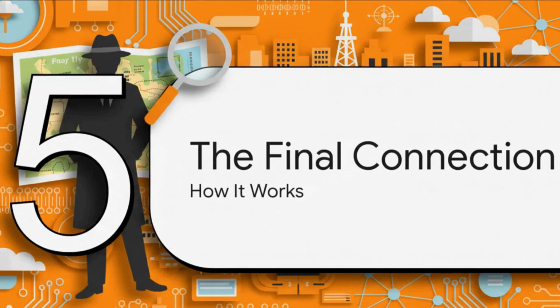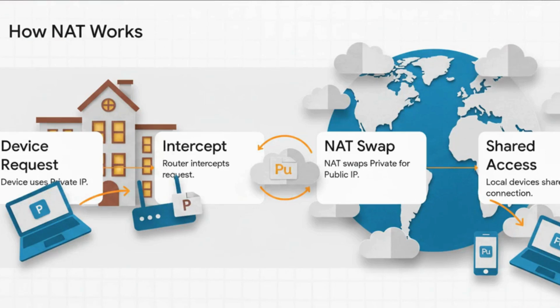Let's put it all together in Section 5, the final connection. All right, let's follow the journey of just one single request. Let's say your laptop tries to load a website. It sends the request using its private IP, but before that request even leaves your building, the local router intercepts it. Boom. Using NAT, the router meticulously swaps that private IP for its official ISP-assigned public IP. It goes out, fetches the website data, and then securely routes it right back to your specific laptop. And because of this incredibly clever swapping process, dozens of local devices can seamlessly share just one single public connection to the internet without ever exposing their true internal identities.